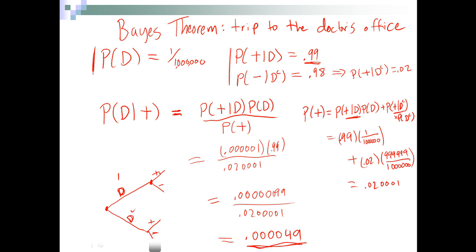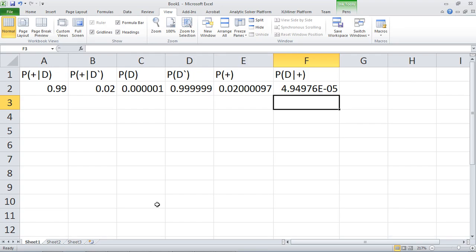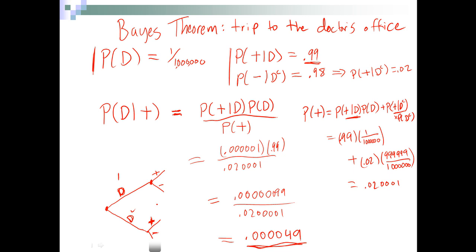And of the 1 million people, how many don't have the disease? Well, almost all of them, 999,999. Let's say that's basically 1 million. And how many of those people are going to get a positive test result even though they don't have the disease? Well, it's 2%. And 2% of 1 million is 20,000. So we're going to have 20,001 positive test results, roughly.